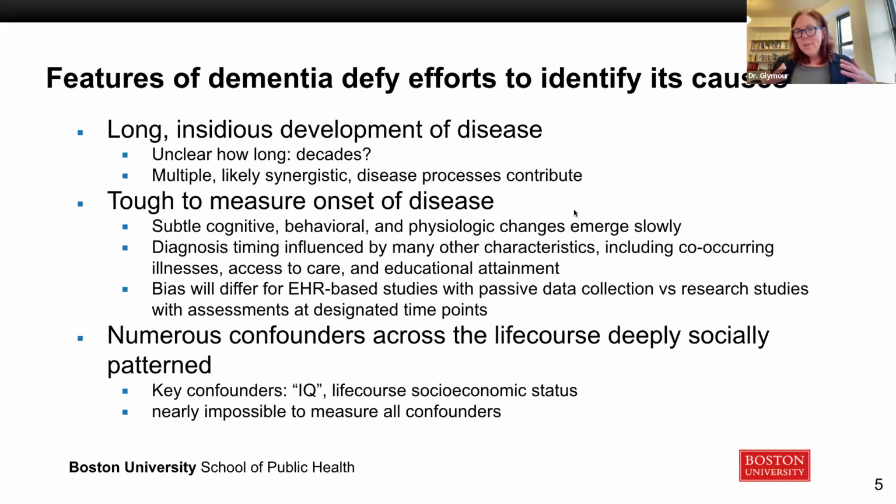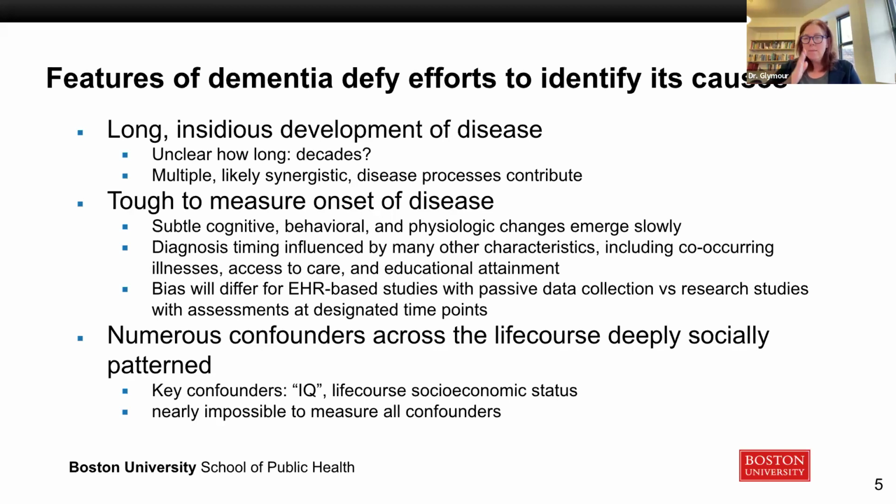I think the combination of these features of dementia, it's almost like somebody thought up a condition that was really hard to identify causal effects for. There's a long insidious development of disease. We actually don't know precisely how long. That's one of my examples, efforts to understand when the disease changes begin, but it's probably decades. There are multiple likely synergistic disease processes contributing. It is very difficult to measure the onset of disease. It is not an acute onset. There are subtle cognitive, behavioral, and physiologic changes which emerge slowly over the course of the early development.